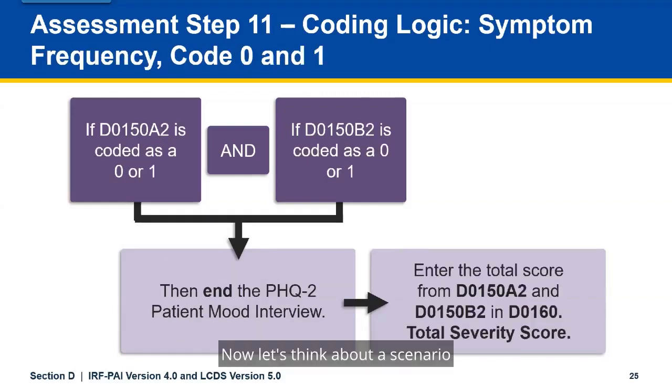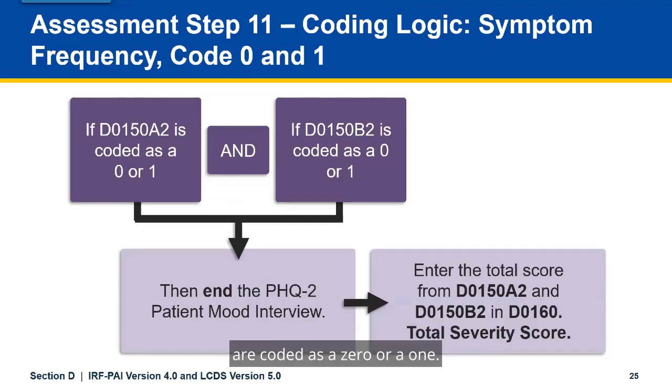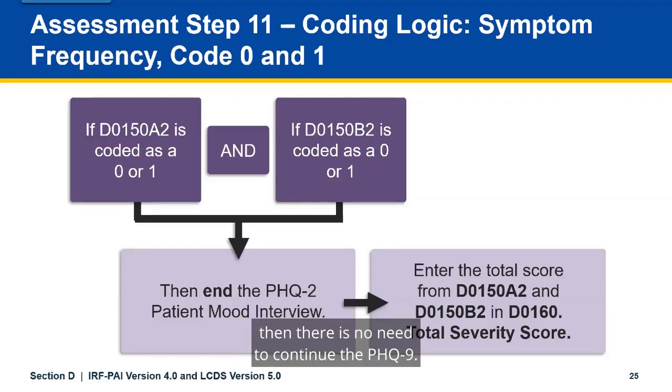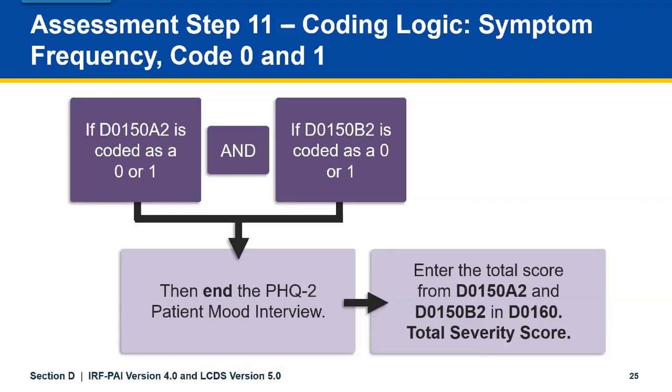Now let's think about a scenario where both symptom frequencies for the first 2 items are coded as a 0 or a 1. So if both D0150A2 and B2 are coded with a 0 or a 1, then there is no need to continue the PHQ-9. You will end the PHQ-2 patient mood interview and then enter the total score from D0150A2 and B2 in D0160 total severity score.